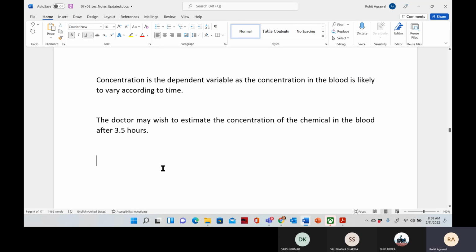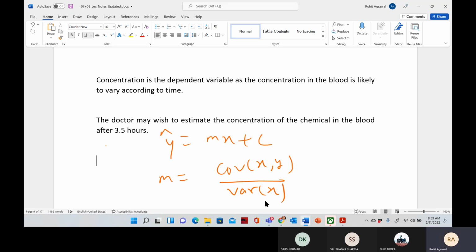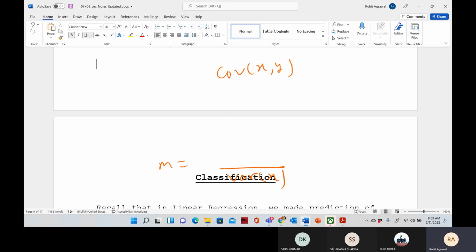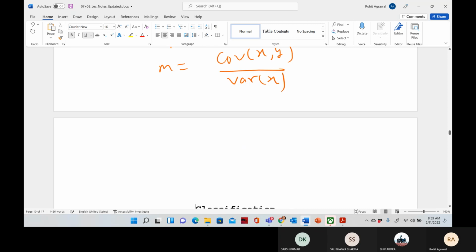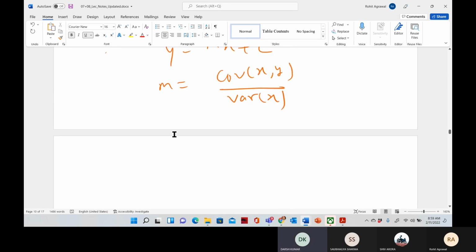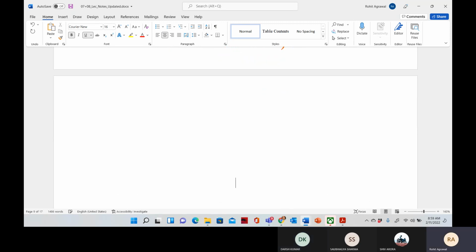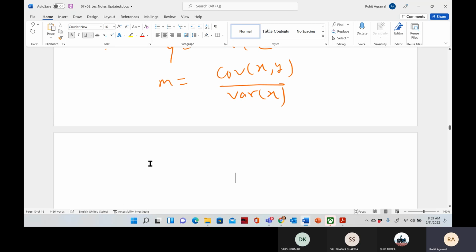Clear? So what will be the solution here? Y cap equals mx plus c. Okay. What will be the value of m? Covariance of x comma y divided by variance of x. Okay. So how will we solve this? Sir, first we'll take in X 3 and in Y 6.5. Yeah, so we will take x and first we will find x bar. What will be the x bar?